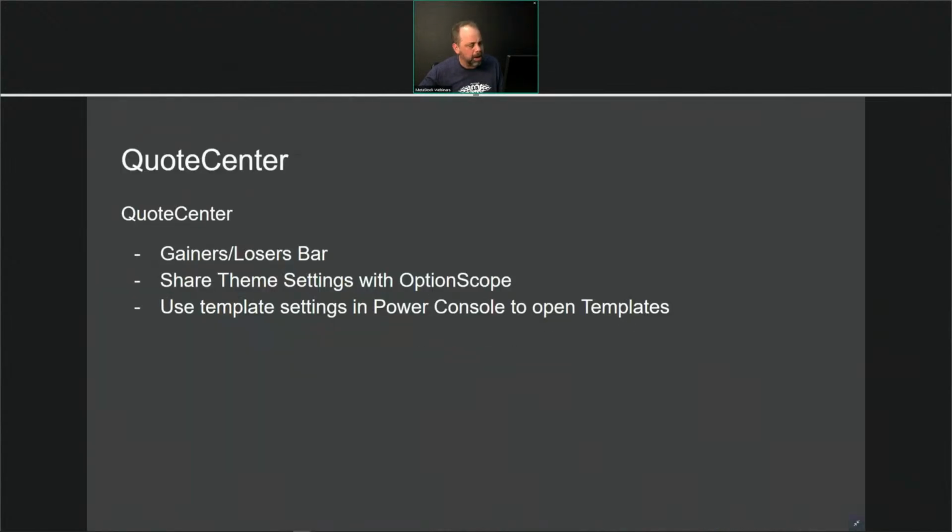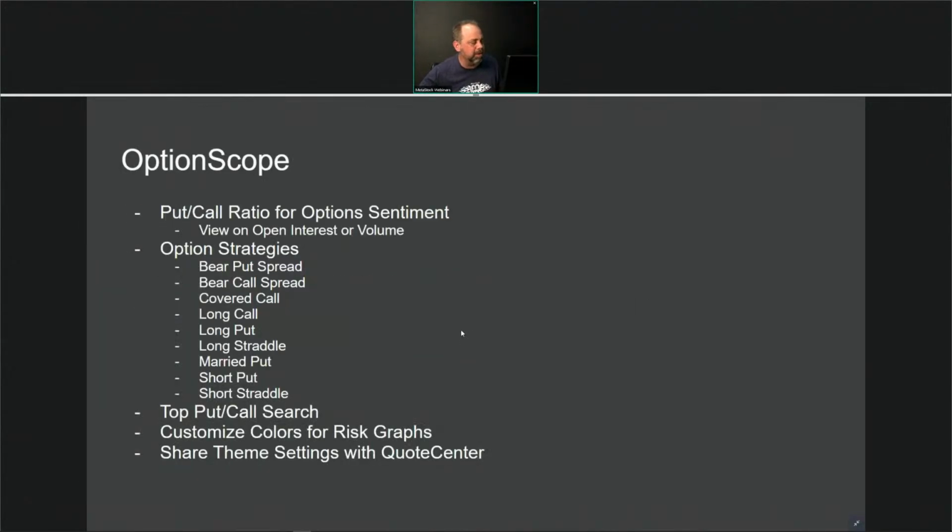A couple really handy ones. Some things to make it a little bit easier. Okay, we did a ton of work to Optionscope though, and I'm going to walk through those. We put in a put call ratio for sentiment. You can view that on open interest and volume. Put in a lot of option strategies that you can actually put a profit time decay graph over. You can look at your top puts and your top calls, and you can customize colors for your risk halves. And again, it shares the same theme settings that you set for Quote Center.